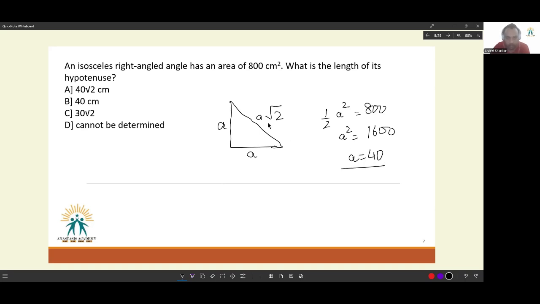If A is 40, the hypotenuse will be 40 root 2, so option A is the right answer.